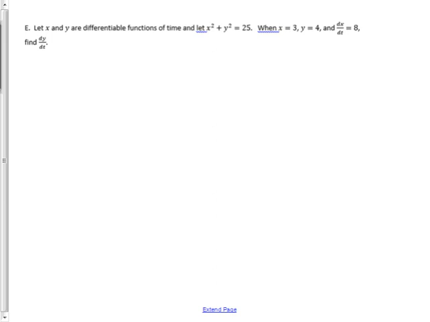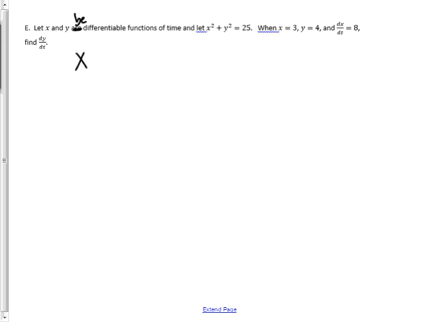So you're going to have a problem like this. Let x and y be differentiable functions of time, and let x squared plus y squared equal 25. When x equals 3, y equals 4, and dx dt equals 8, I want to find dy dt. I meant to say let x and y be differentiable functions of time.